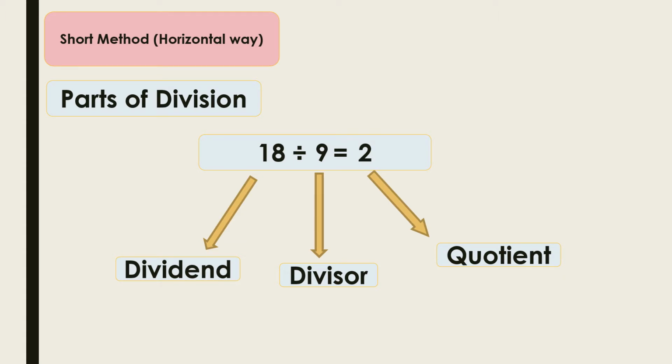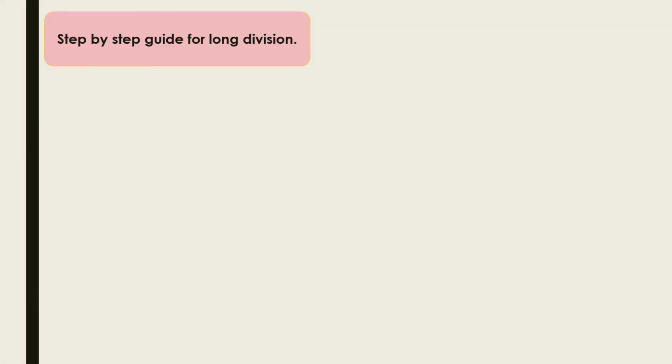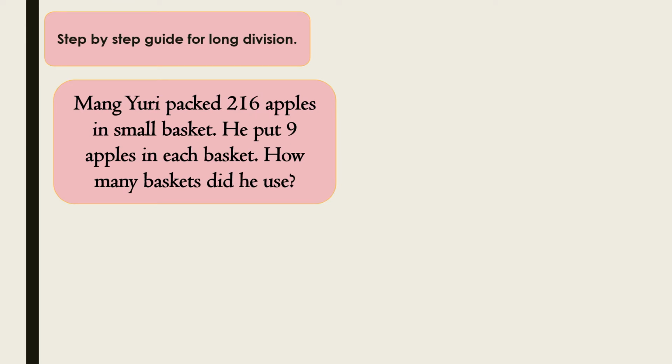So in here, to know if your quotient is correct, you just need to multiply quotient by divisor. The product of 9 times 2 is 18. If the product of quotient and divisor is the dividend, therefore, your answer in division is correct. So these are the step-by-step guide for long division.